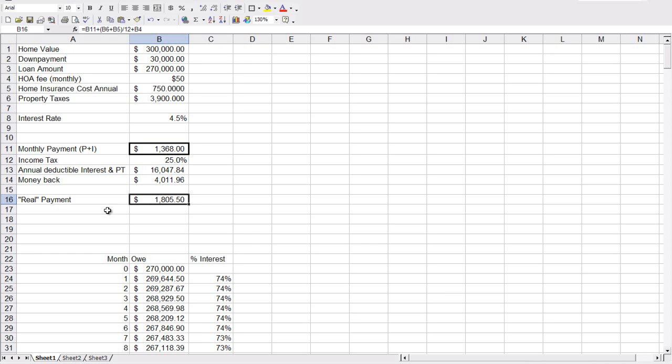However, if you factor in the money that you get back, tax, we'll call it your tax break payment, then you're going to have your real payment minus this divided by 12. And that, folks, is what your mortgage breaks down to. Not bad for a $300,000 house.